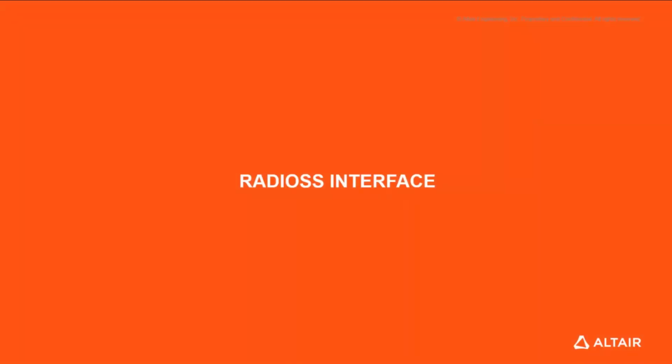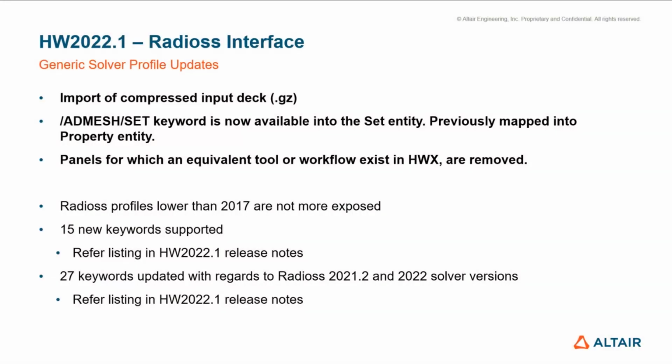Moving now to the Radioss interface. Here as well, there are a couple of generic solver profile updates. So like in LS-DYNA, we introduced here as well the import of the compressed input decks, also in the GZ format. Here as well, only for the import process, not for export. The keyword UNMESH set, which also was previously mapped into the property entity, is now migrated to the set entity, which is more natural to have this keyword in the set entity and not in the property one.